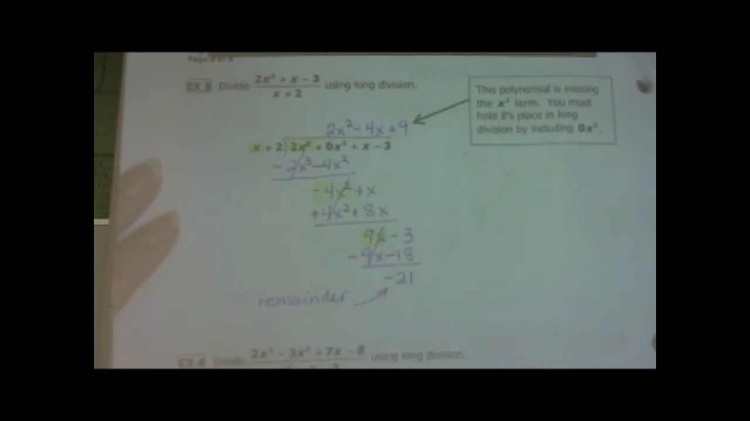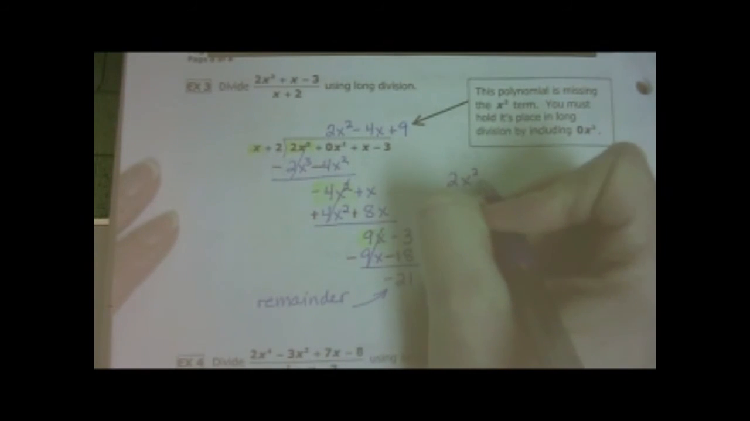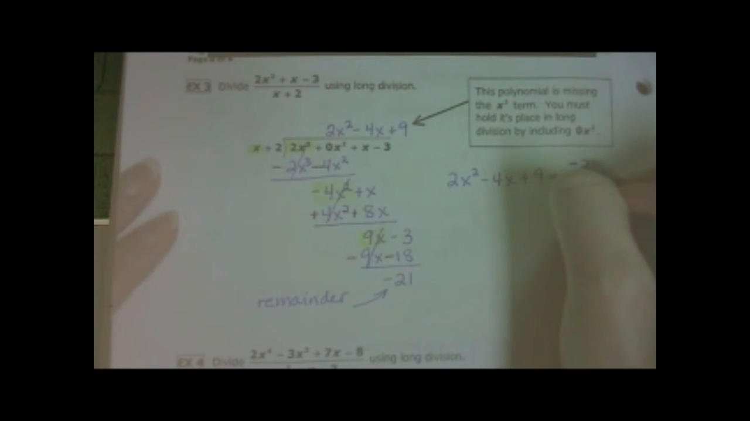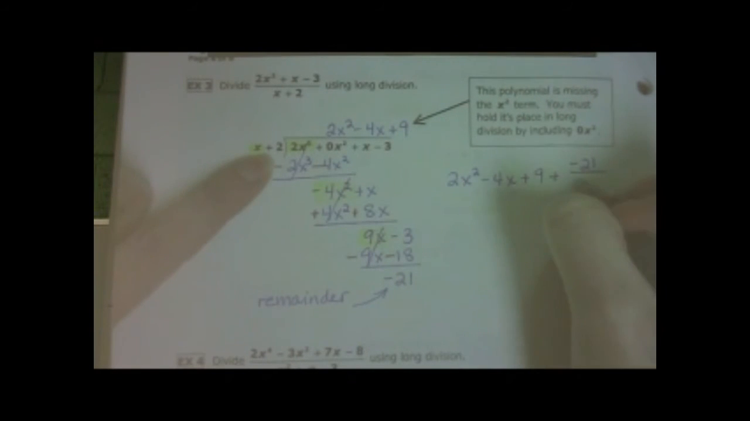When we write our answer, we don't want to leave it down there though. We're going to write it like this. Take everything from up here. So 2x squared minus 4x plus 9 plus negative 21 over this x plus 2.